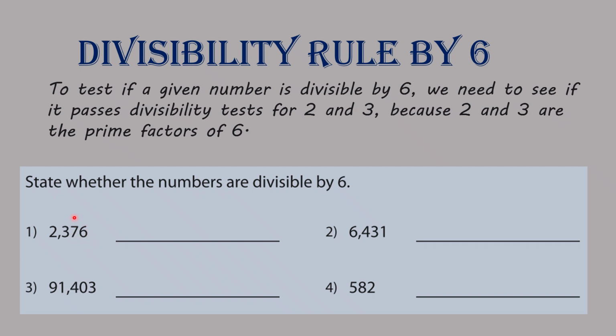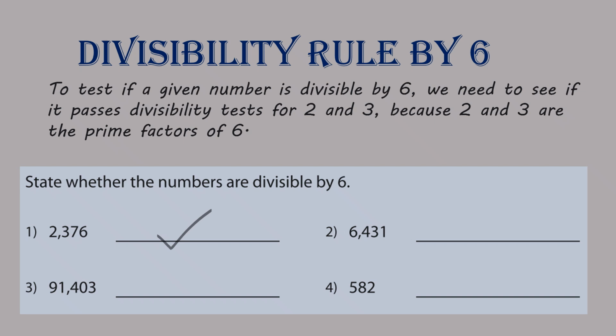Now we will see whether it is divisible by 3 or not. To see whether it's divisible by 3, what we will do is add all the digits. So 2 plus 3 is 5. 5 plus 7 is 12. 12 plus 6 is 18. And 18 is a multiple of 3. So now this number is divisible by 2 and also by 3, so that's why this will be divisible by 6. A number has to be divisible by both, that is 2 and also 3.